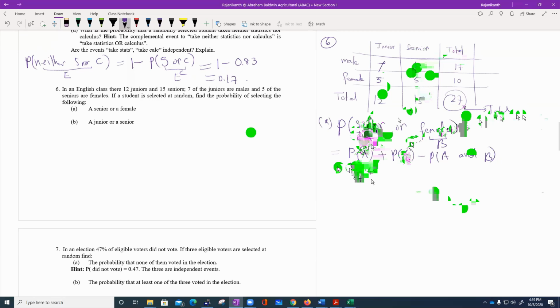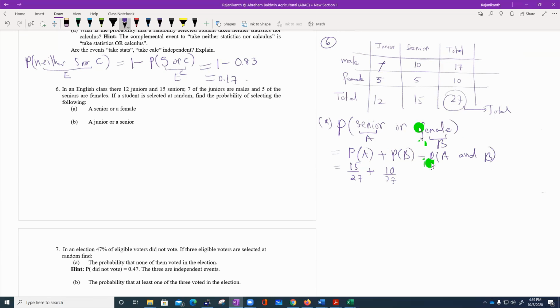Then what is the probability of B? B is female, choosing a female student. So if you look at the total possibility of a female student, that is 10 out of 27. Then subtract the overlap event. The selected student should be a senior and at the same time female. So senior and female, there are 5 out of 27.